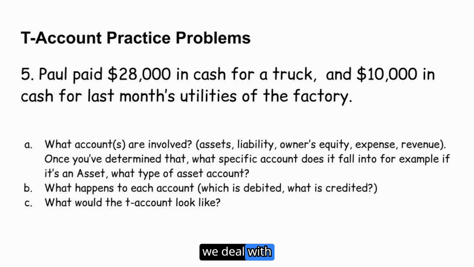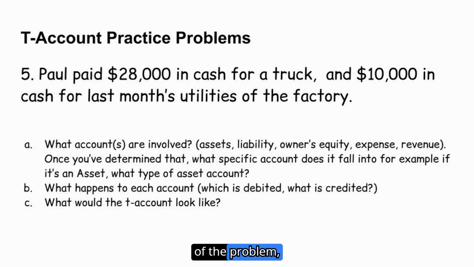In number 5, we deal with what seems like multiple transactions we have to make T accounts for. So let's try to tackle them one at a time. So Paul pays $28,000 in cash for a truck for his company. So here we're losing cash, an asset, meaning we would credit cash for $28,000. But we're also gaining or increasing an asset in the form of a truck, meaning we would debit truck for $28,000. Keep in mind it's still an asset and not an expense because we haven't technically used it yet.